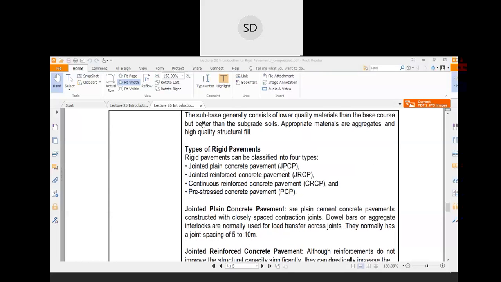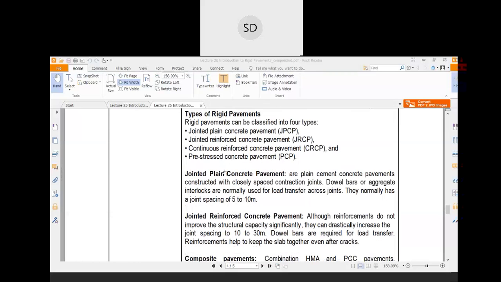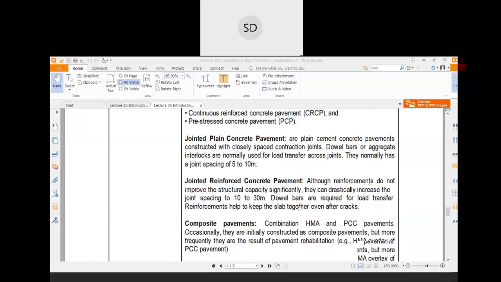Then types of the rigid pavement. There are different types of the rigid pavement. So first one is jointed plain concrete pavement. Here the surface of the rigid pavement would be jointed. There would be longitudinal joint and there would be transverse joint, and no reinforcement is provided.